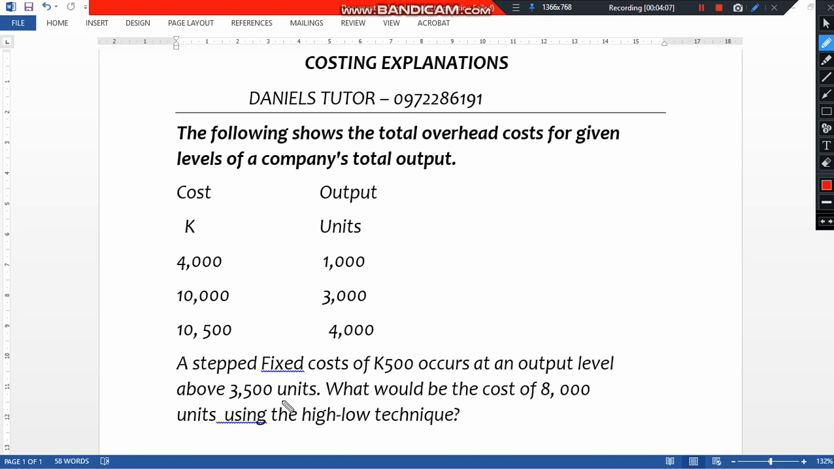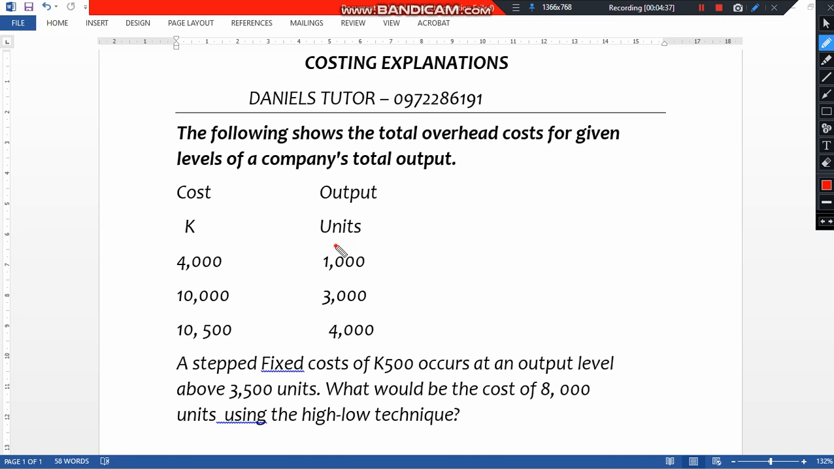So when output exceeds 3,500, they have to rent another store, or I don't know what type of fixed cost they have. Maybe they have to pay more workers, right? Their salaries, maybe they were fixed, but because their output has increased, it means they'll need more workers. So their salaries are fixed, yes, but their salaries have increased. But the key is that when output exceeds 3,500, that's when the fixed cost increases by 500.